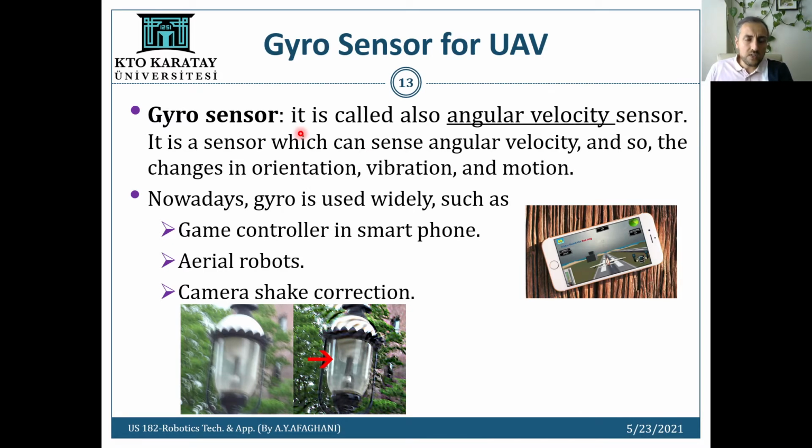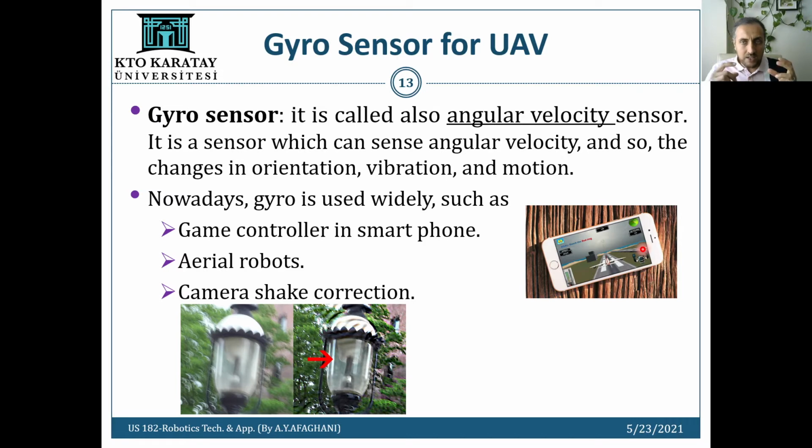What is a gyro sensor? A gyro sensor is also called an angular velocity sensor. It's a type of sensor we can find in many devices, not only drones. Also, we can find it in our telephone. When you rotate your telephone horizontally or vertically, the screen changes its shape. Why? Because of this gyro sensor device.